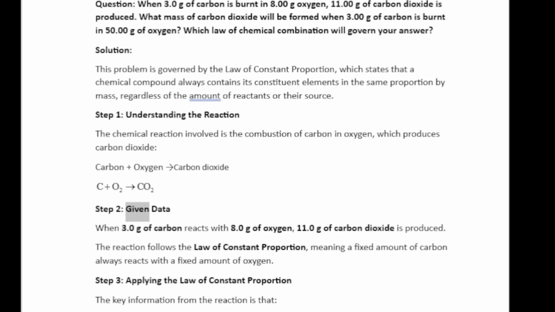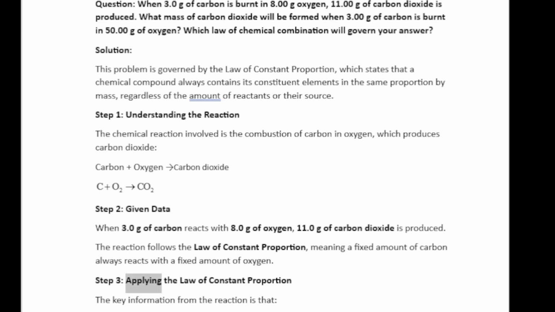Step 2. Given data. When 3.0 g of carbon reacts with 8.0 g of oxygen, 11.0 g of carbon dioxide is produced. The reaction follows the law of constant proportion, meaning a fixed amount of carbon always reacts with a fixed amount of oxygen.